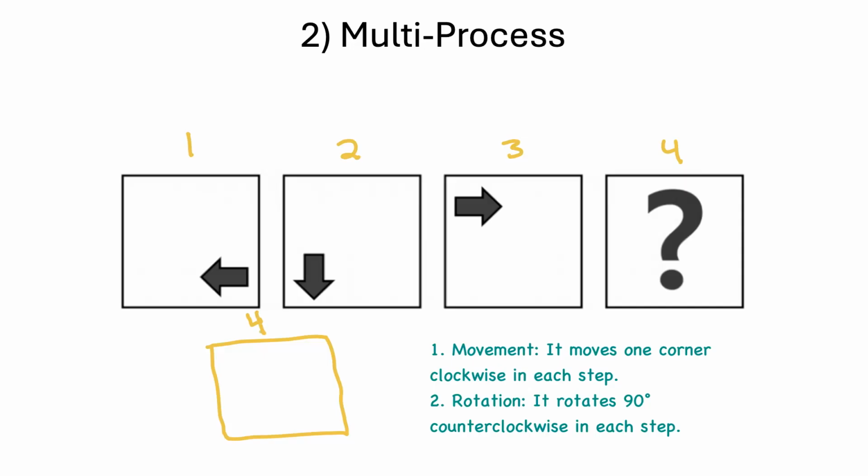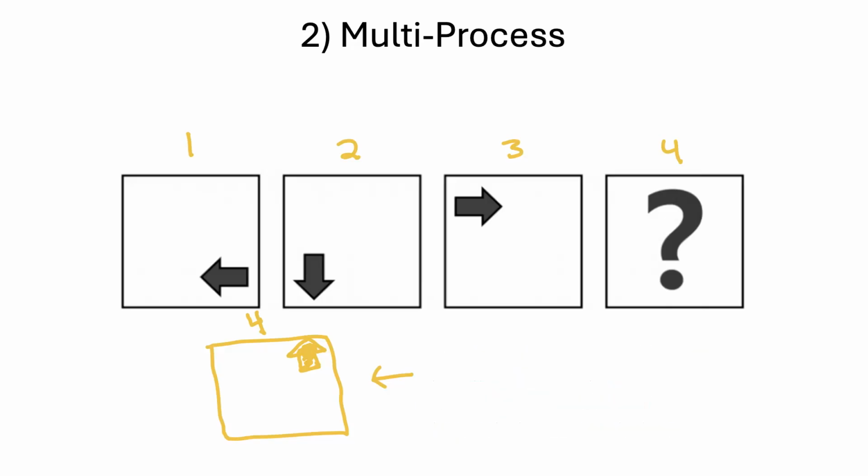And we know first that the arrow is going to move clockwise one corner, and therefore it will be in the top right. But before I draw it, let's also address the rotation. So rotating counterclockwise 90 degrees means that it will rotate in this direction and it will be pointing up. So therefore, we draw the arrow in the top right corner and we draw it pointing up. And this is our frame 4. This is the correct answer. So again, you need to apply both processes simultaneously to successfully predict the missing frame correctly.